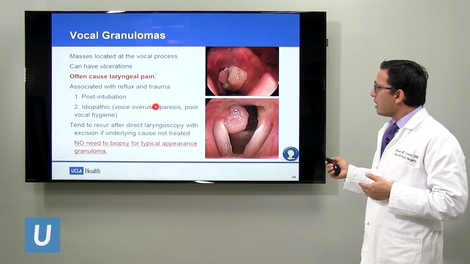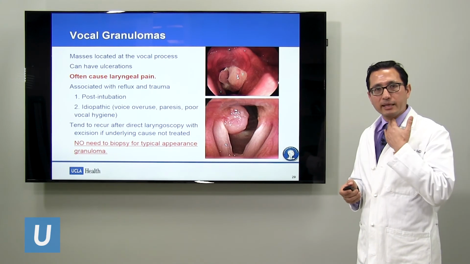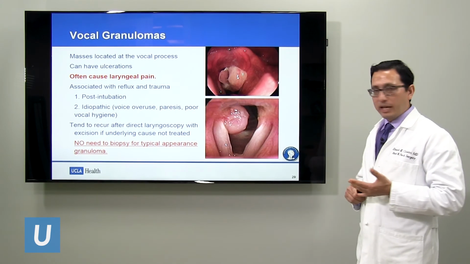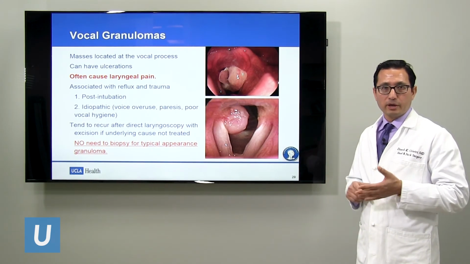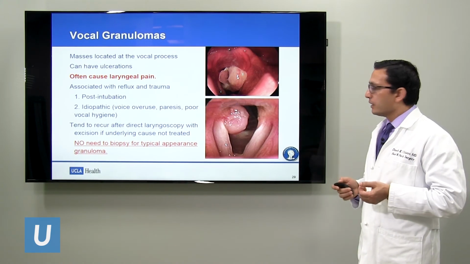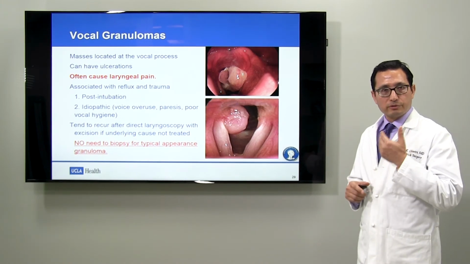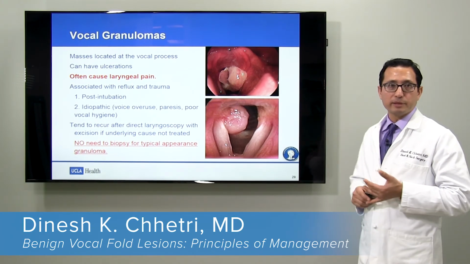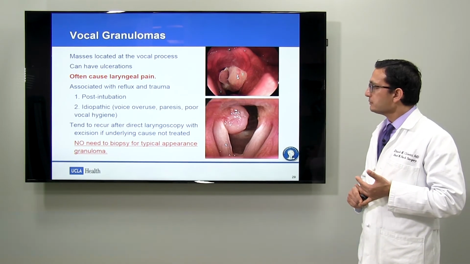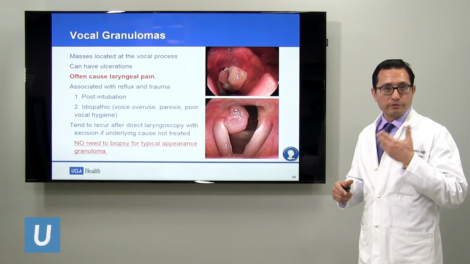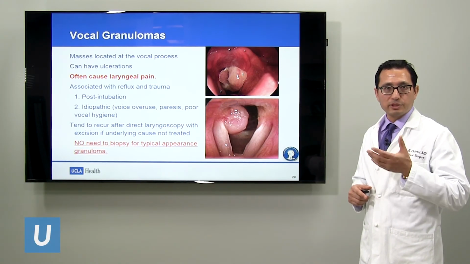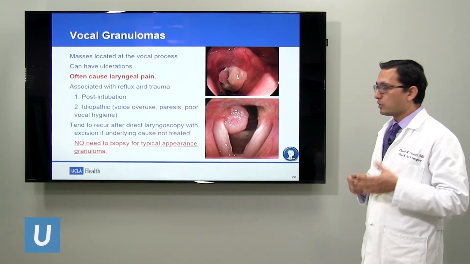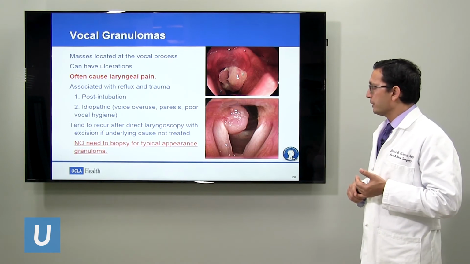So these lesions often present with pain in the larynx. These lesions have two causes. Occasionally, after surgery, for unrelated reasons, patients can present with throat complaints, and when we perform an endoscopy, we will see a growth like this, and we will call it a post-intubation granuloma. Other times, patients present with throat pain, throat symptoms, laryngeal pain, and when we perform an endoscopy, we will see a growth like this, and we'll call it an idiopathic vocal fold granuloma.